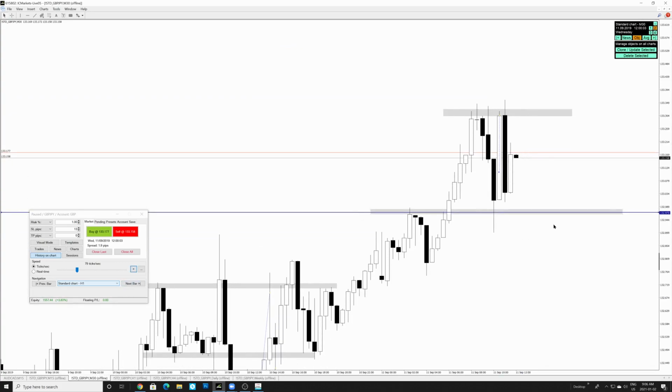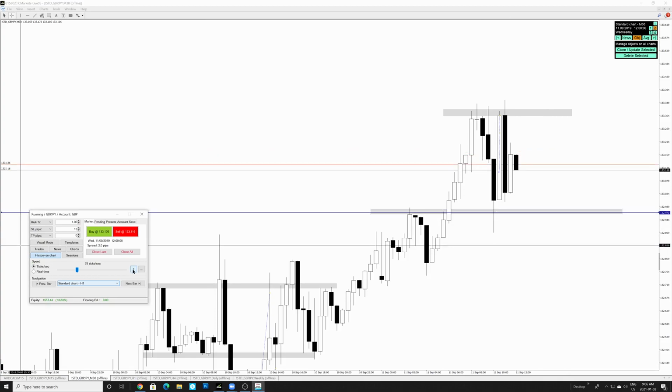I think if we're looking for sells, we would need price to break below the support to continue down. Break below 132.970 for price to continue down. That's gonna be a pretty good idea.